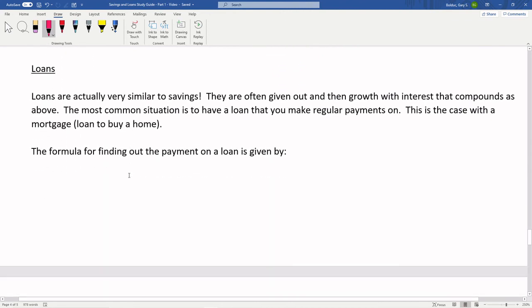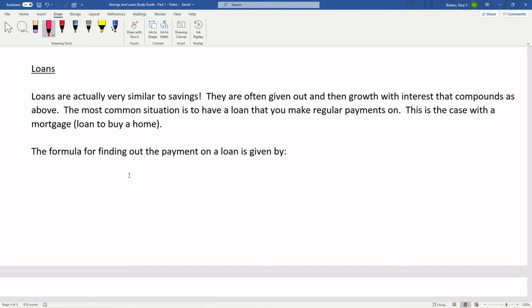Okay, and so lastly, we get to loans. Loans are actually really similar to savings. There's going to be some amount at the beginning, and then that amount is going to grow if you don't pay, using interest, and it's going to grow by compounding. So you're going to compound the loan, and you often hear that as interest on the loan. All they're doing is compounding. That's it. So very similar, right?